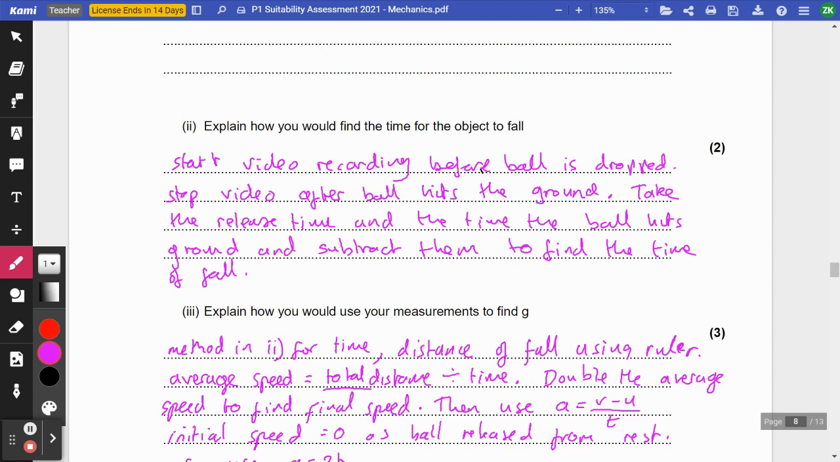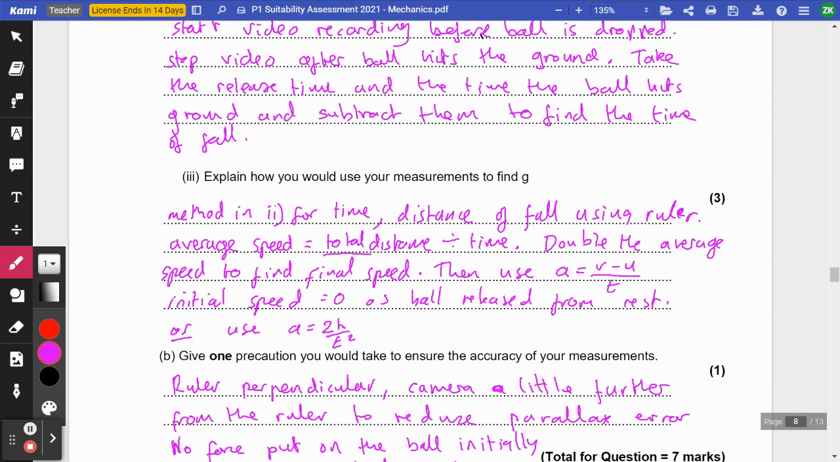So what do we need to find the time taken for the object to fall? So take the release time from the time on your smartphone, take the time the ball hits the ground, and subtract them to find the time of the fall. Now, it's quite obvious what we need to do, but we need to mention it step by step. Take the initial time, point of release, take the final time, point the ball hit the ground, subtract the two, and there's your two marks.